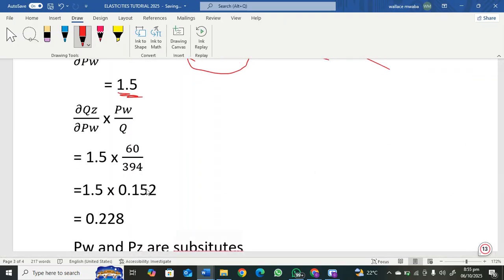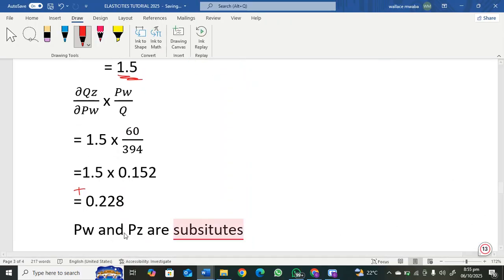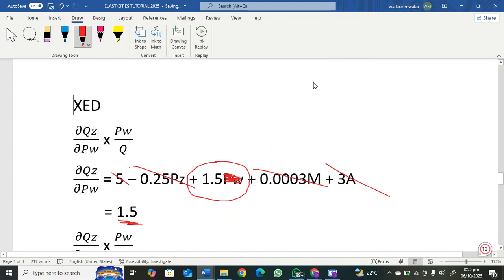1.5 times 0.152, we get 0.228. So since our value is positive, it tells us that PW and PZ are substitute goods. Meaning, if the price of PW goes up, we come to our demand function here.